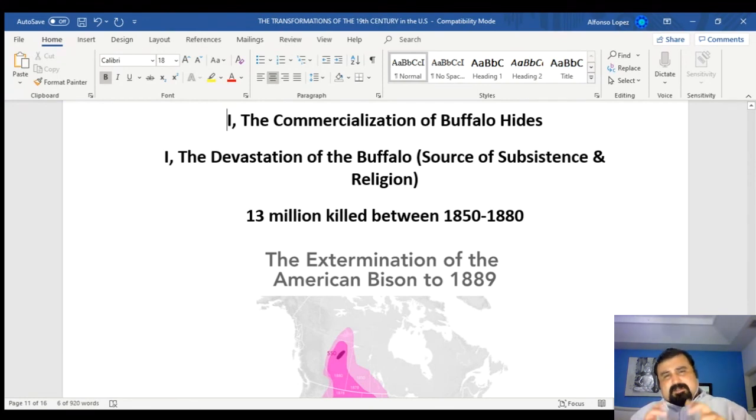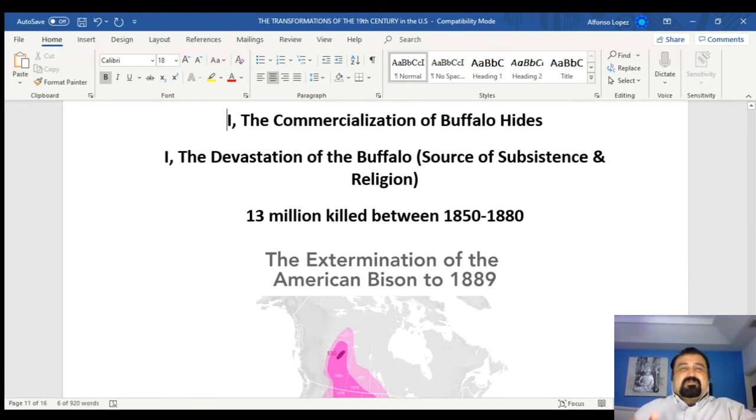In other words, what actually accelerated the coming of the reservation was that the buffalo hide became so much in demand in the United States that it provided a huge market for the hide itself, which led to the devastation of the buffalo in this region.